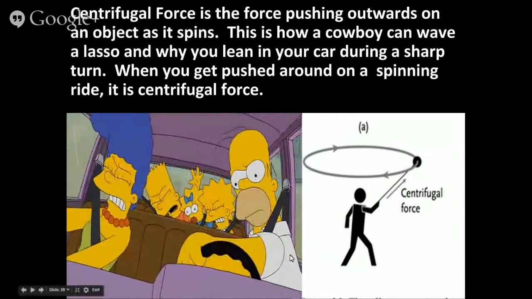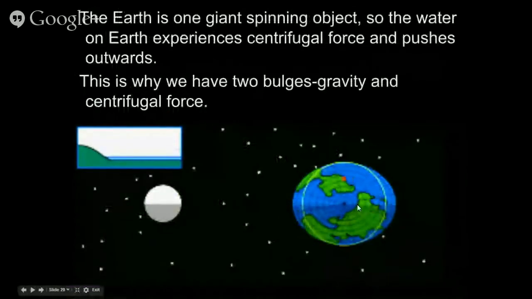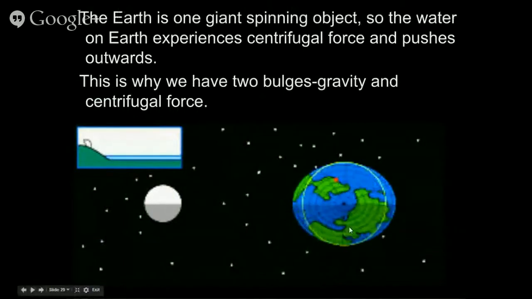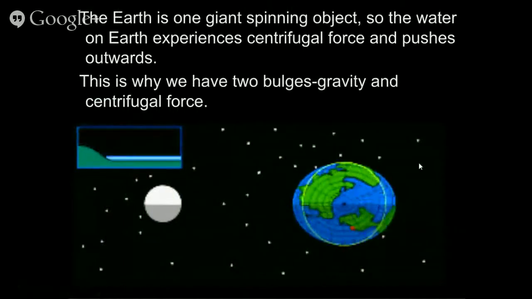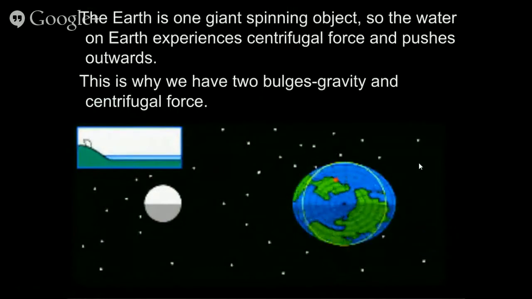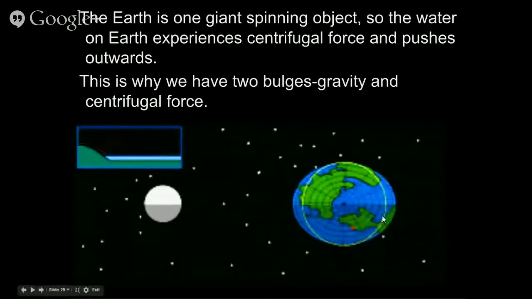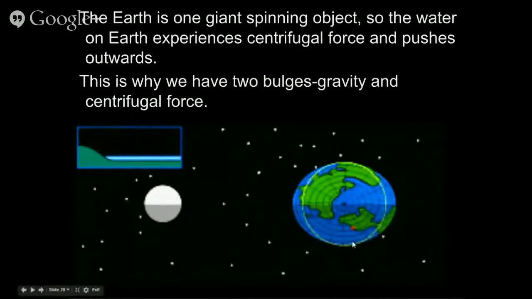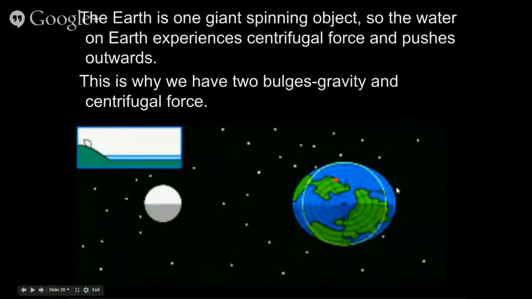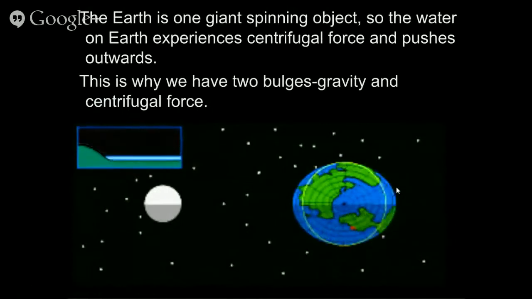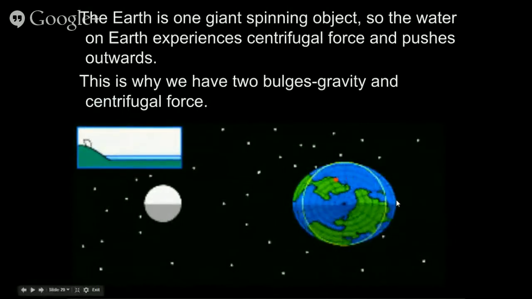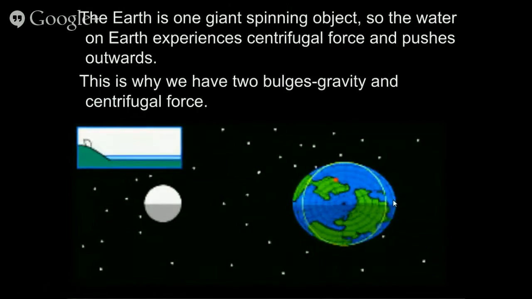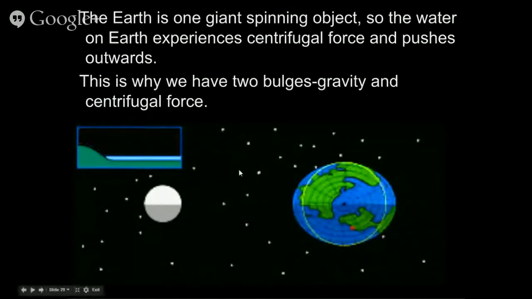So let's relate that now to our Earth. The Earth is a giant spinning object. So as it spins, it pushes things away from it. Now normally this force isn't strong enough to break the Earth's gravity. However, once again, in the case of the water, it's enough for the water to be pushed outwards. So that's where we get our second bulge from: the water of the Earth being flung or pushed outwards as a result of centrifugal force. So imagine this water being pushed outwards, just like the Simpsons being pushed outwards as they turned. This water gets pushed outwards as a bulge. So that gives us our second bulge.